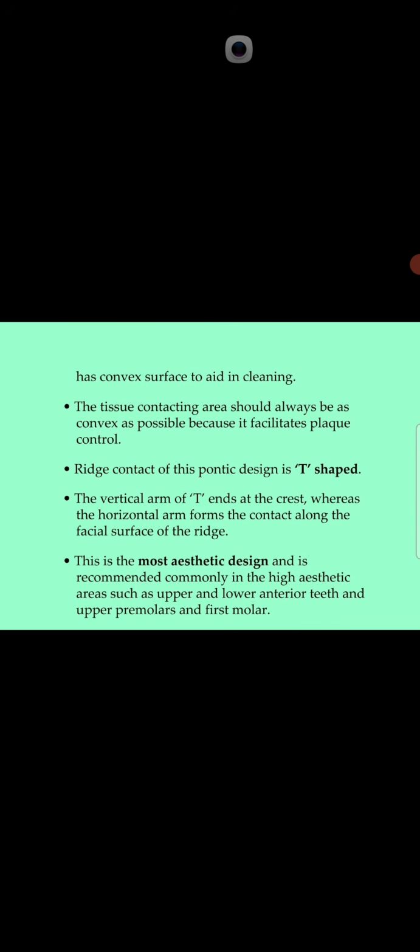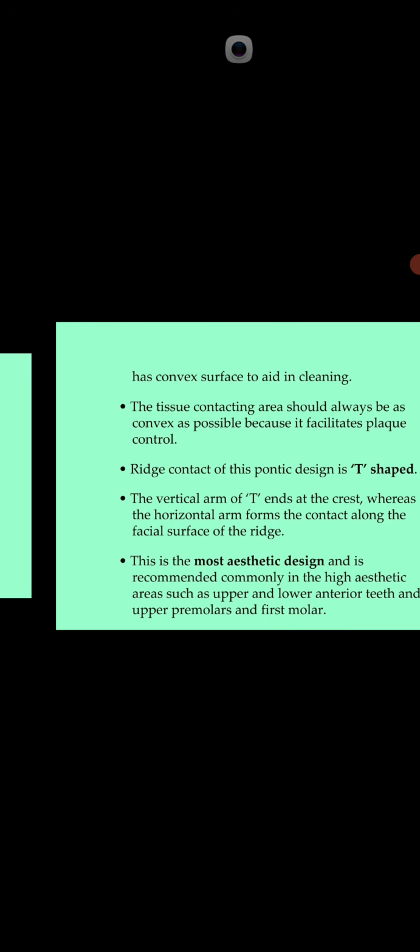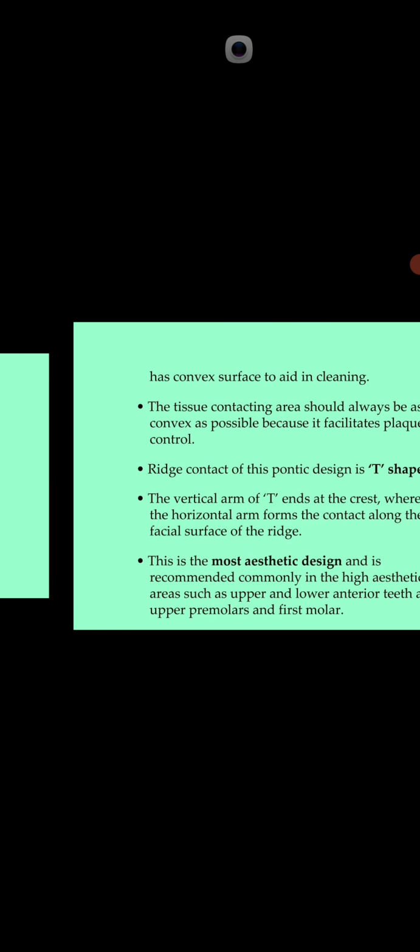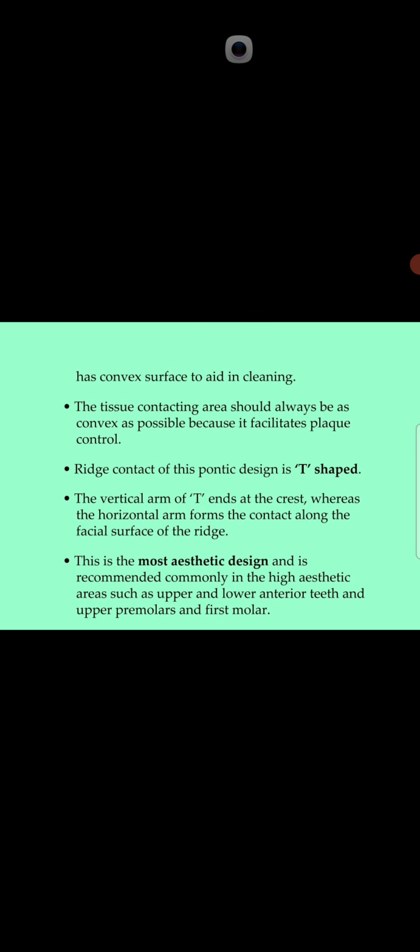The vertical arm of the T ends at the crest, whereas the horizontal arm forms the contact along the facial surface of the ridge. This is the most aesthetic design and is commonly recommended in high aesthetic areas such as upper and lower anterior teeth, and upper premolars and first molar.